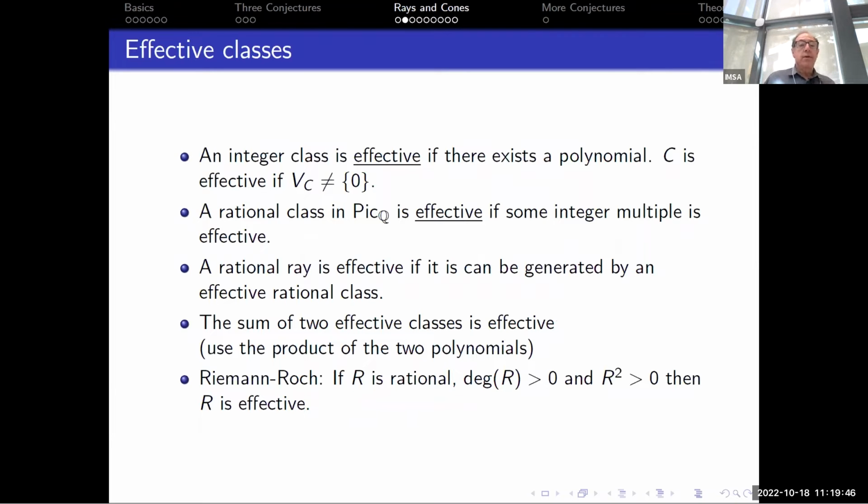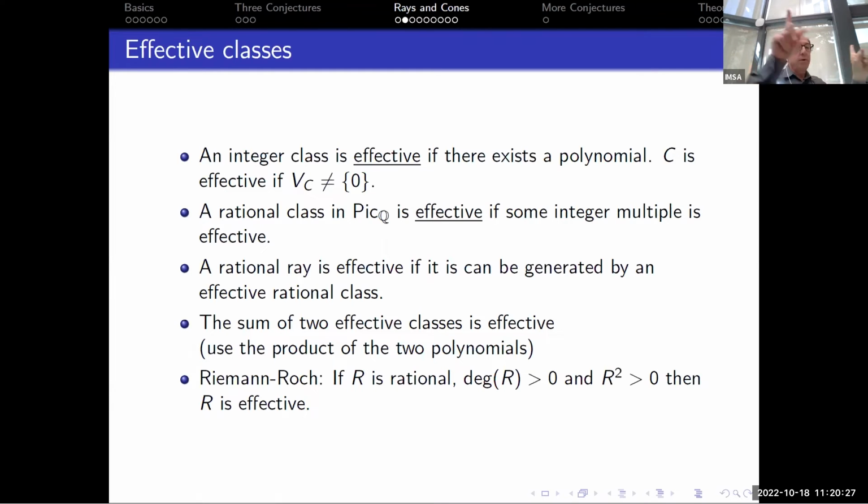Now, suppose you have an integer class, so degrees and multiplicities that are all integers. We say that the class is effective if there's a curve of that degree with those multiplicities, that is, you have a non-zero polynomial. Now, what does it mean to say a rational class is effective? Well, it means that some multiple is effective. When you clear the denominators, some integer multiple is effective. That's the definition of a rational class being effective, and a rational ray is effective if it can be generated by an effective rational or integer class.